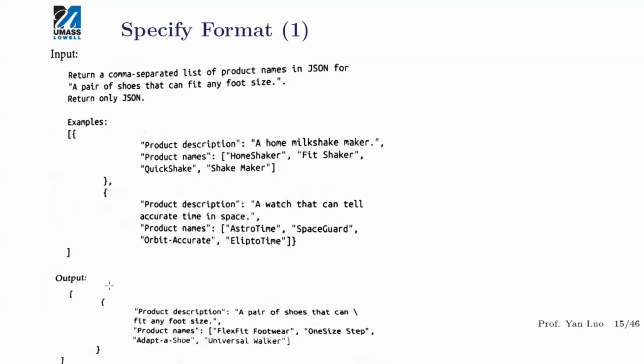Then the output will take into consideration your specific format and also how you structure these outputs by using two keys. One is product description and one is product name. And for product name, it's actually a list of names, four names here.